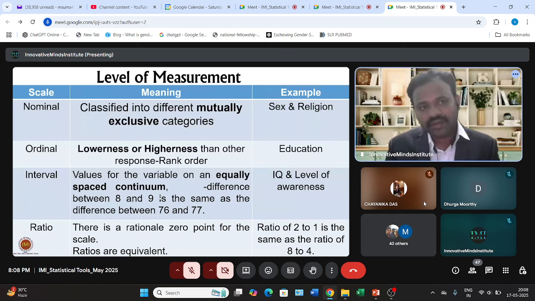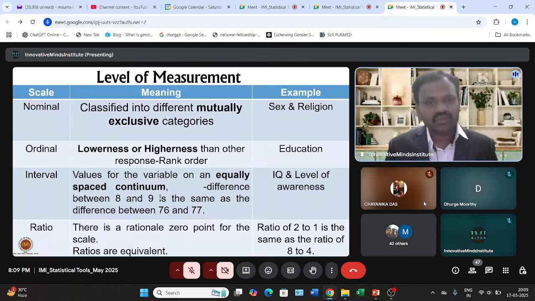Yes, come to the point. Nominal level of measurement. What do you mean by nominal level of measurement? Only classification is possible, right? Let's say sex or gender, male, female. We are classifying the variable into two attributes. That is called attributes in technical terms. Attribute means the categories of a variable. So here there are two categories.